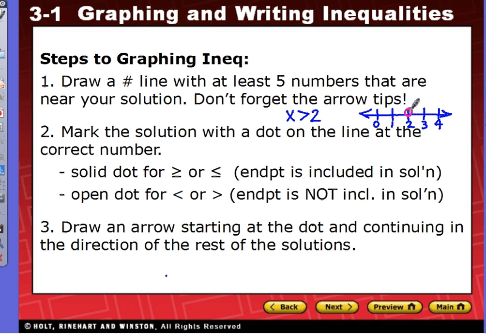And then I draw an arrow starting at the dot and continuing in the direction of the rest of the solution. So since x is greater than 2, I want my arrow to point toward numbers that are greater than 2. Those of you who memorized the nifty shortcut that the direction of the symbol is the direction of the arrow tip, make sure that you don't get confused when your solution ends up being reversed. Otherwise you'll get a bunch of problems wrong when you have the inequality with the variable on the right instead of the left.